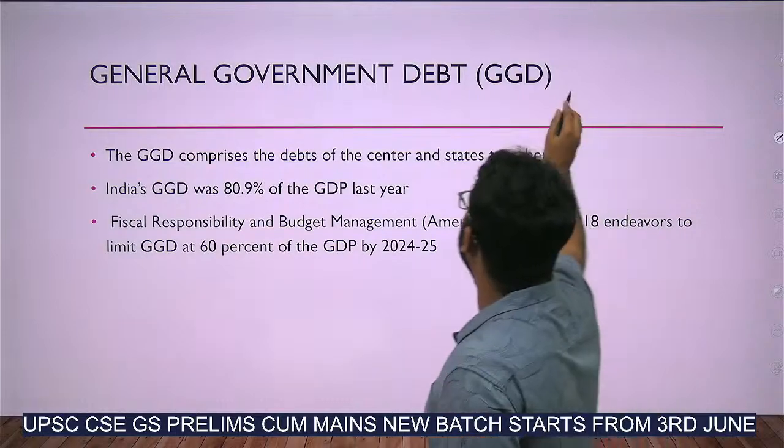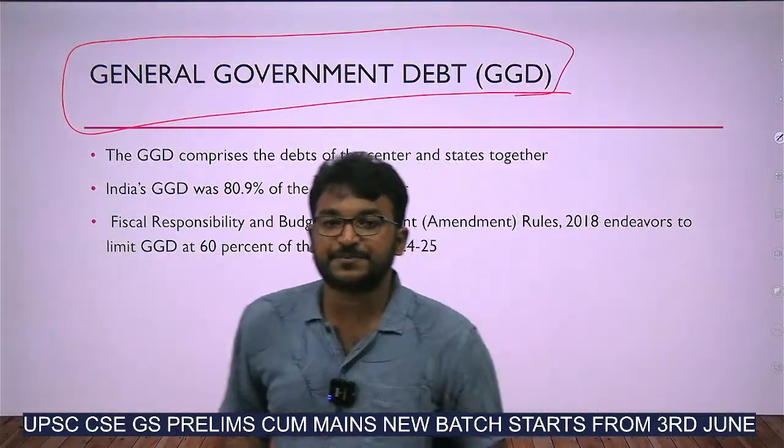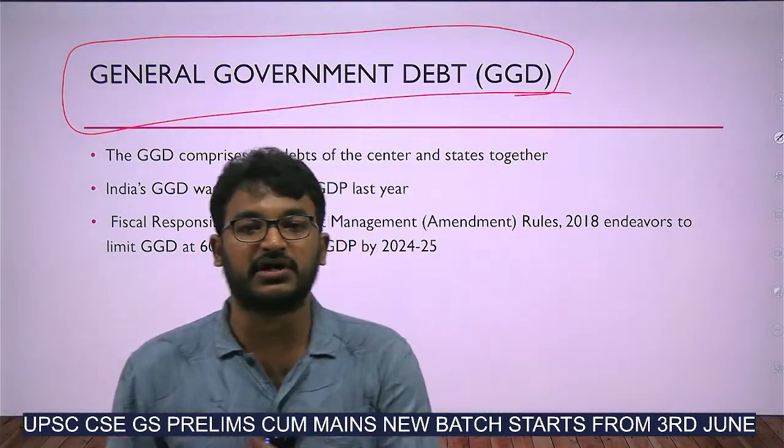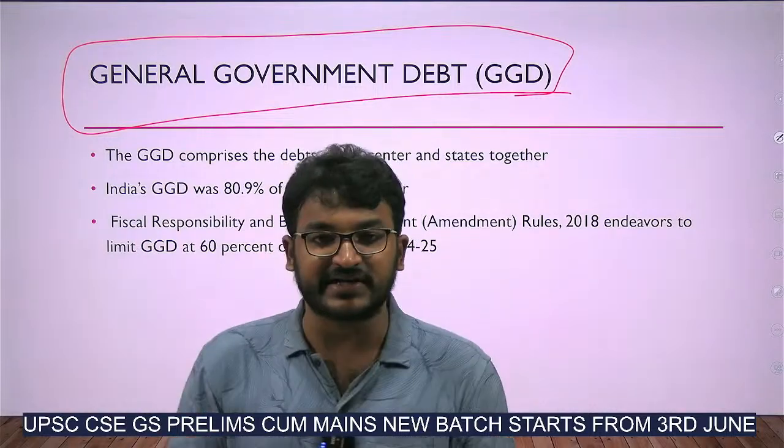Next, general government debt. As per the FRBM review committee recommendations, what is the maximum allowed general government debt in India?